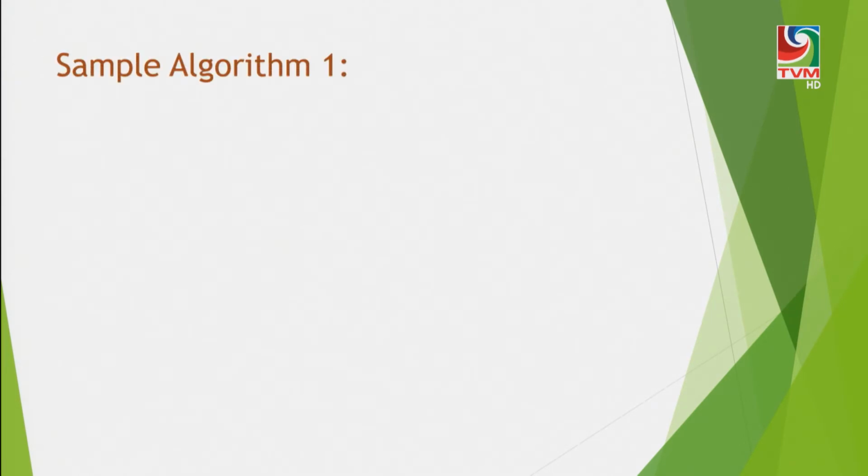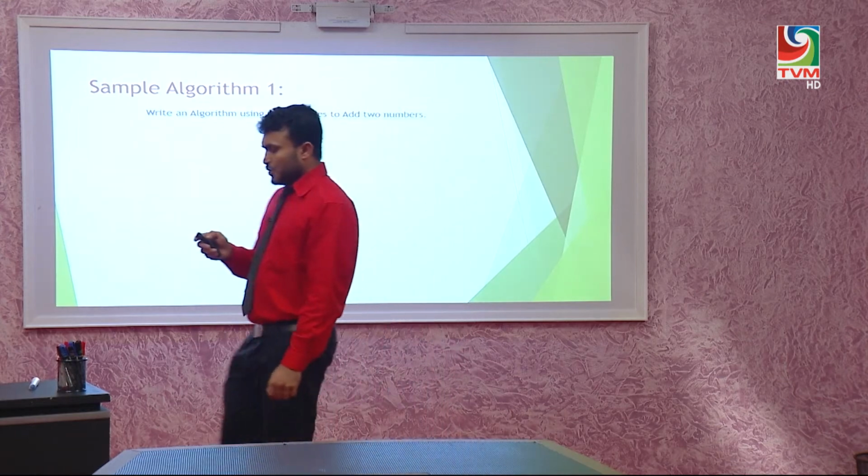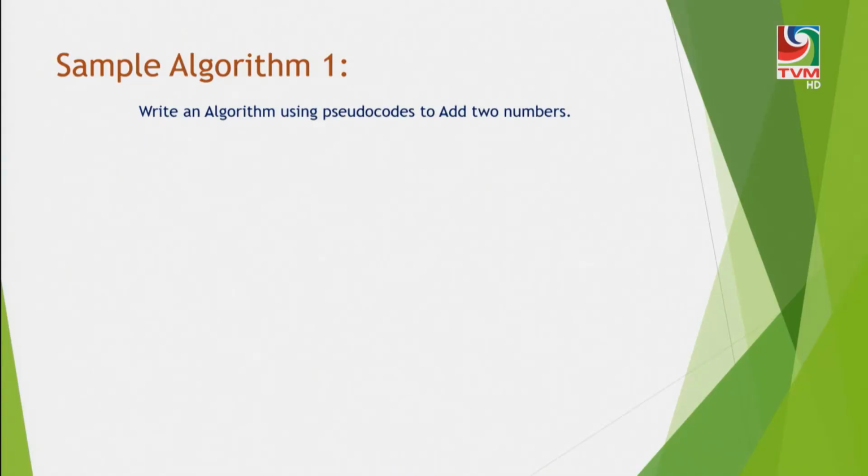Just see the question. Write an algorithm using pseudocode to add two numbers. You can write an algorithm now using pseudocode to add two numbers. An algorithm can be written using pseudocode and flowchart. There are two methods. One is pseudocode, the second one is a flowchart.